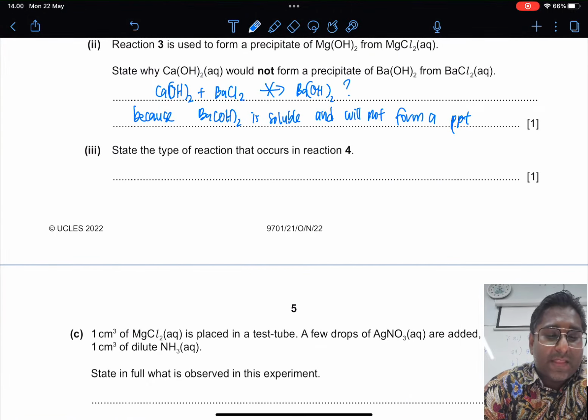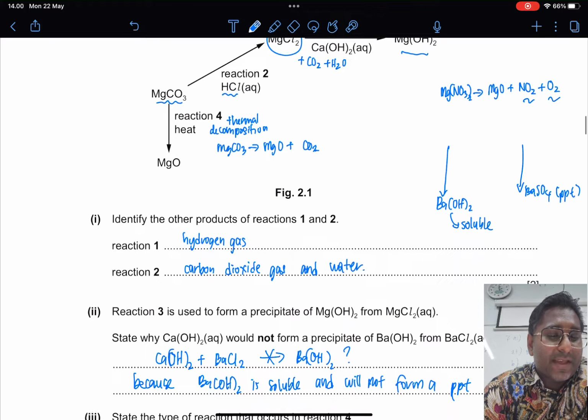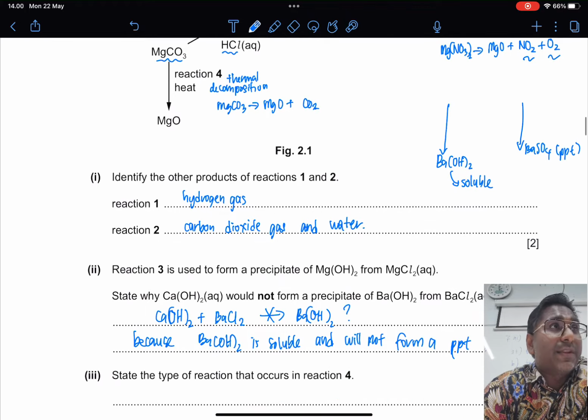Now state the type of reaction that occurs in reaction 4. So reaction 4 we already know. What is that? Thermal decomposition.